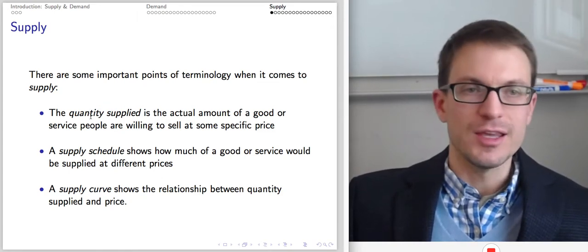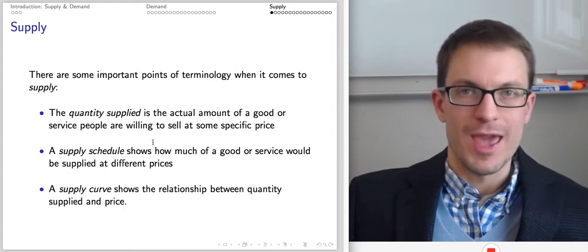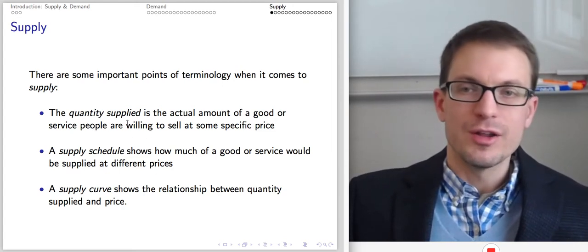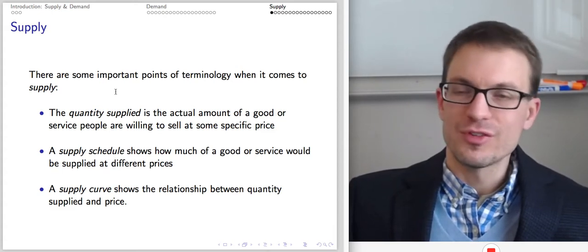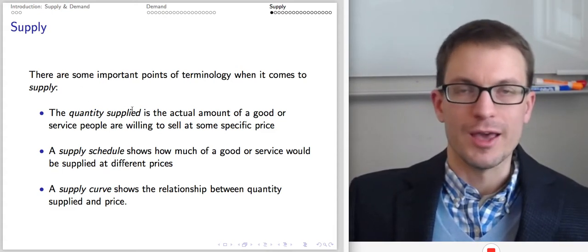These are exactly analogous to what we did with demand, right? We had demand, we had quantity demanded, and we had demand schedule, demand curve. Just like that, we have the same thing for supply. The intuition is very similar.